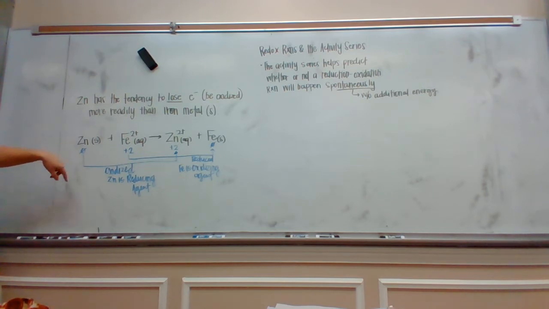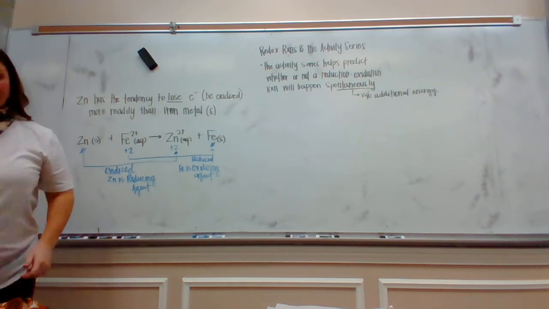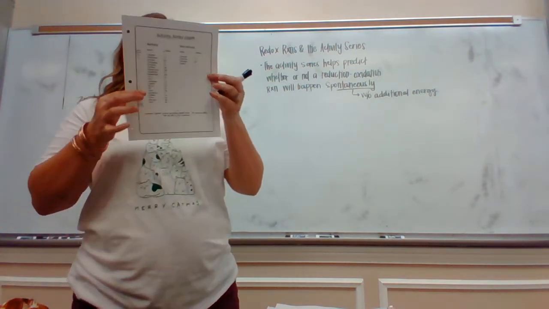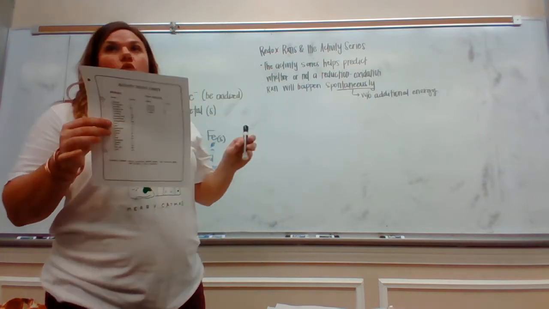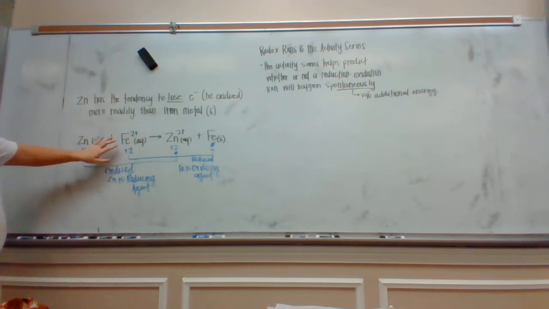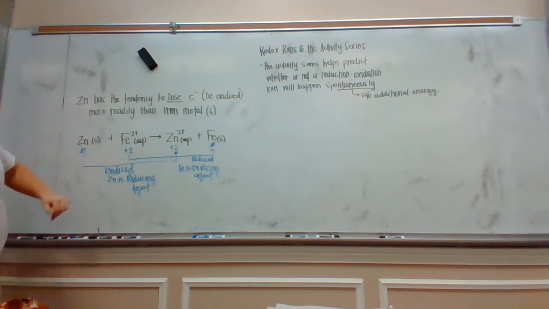So we said here that zinc was being oxidized, iron was being reduced when we did our oxidation states. But if you look at that activity series, you'll notice that zinc is right above iron. So the most reactive metals are up at the top, least reactive are on bottom. So zinc in its solid form will be oxidized to zinc 2+, okay, with iron being reduced.